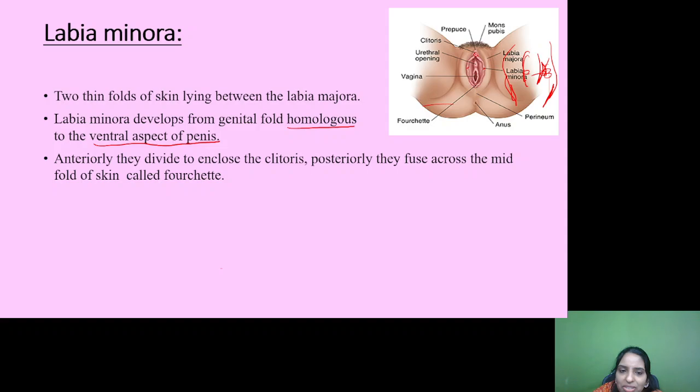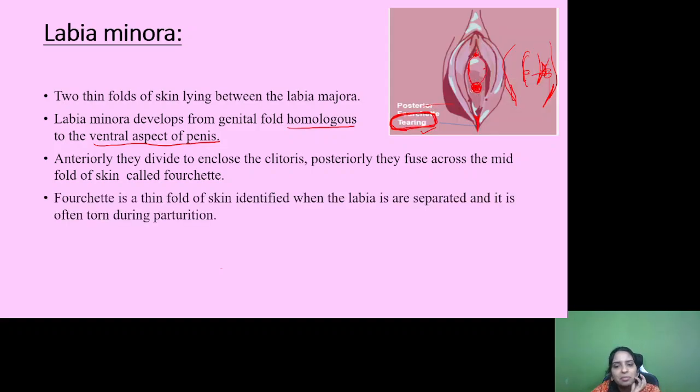This is the clitoris. Anteriorly they divide to enclose the clitoris, and posteriorly they fuse in the midline, and it forms a thin fold of skin, known as the fourchette. The particular name of the thin fold in case of labia minora is the fourchette. So anteriorly they divide and enclose the clitoris, posteriorly they fuse here to form a thin fold of skin called the fourchette.